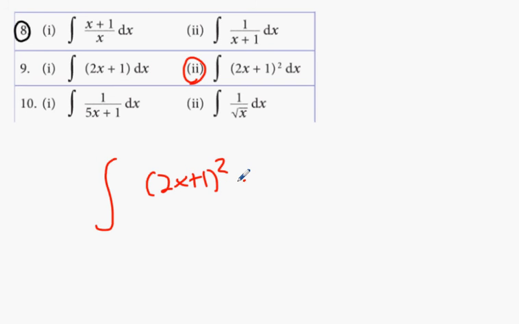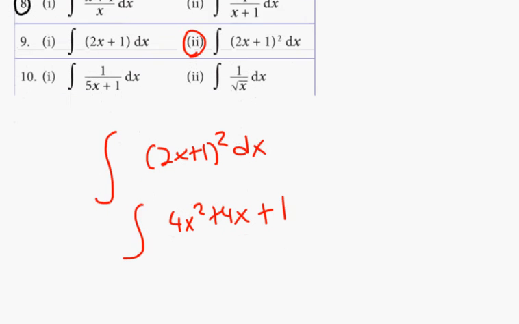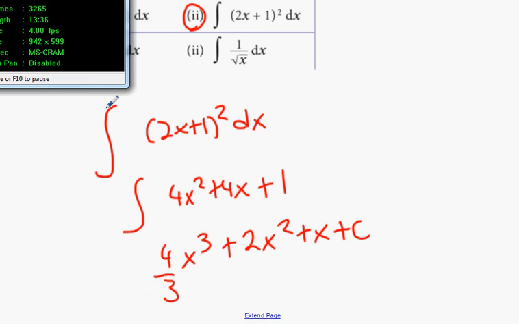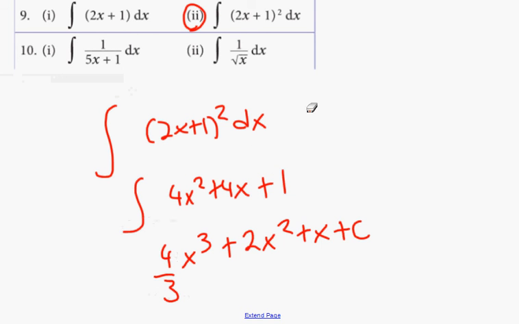2x plus 1 all squared dx. Is there some form of chain rule for this? Just square it out exactly. 4x squared plus 4x plus 1. Integrate it. X cubed divided by the new power: 4 over 3 x cubed. X squared. What multiplies by the 2 to give you 4? 2x squared. Then 1 turns into x, and then there's a c at the back. Any questions?